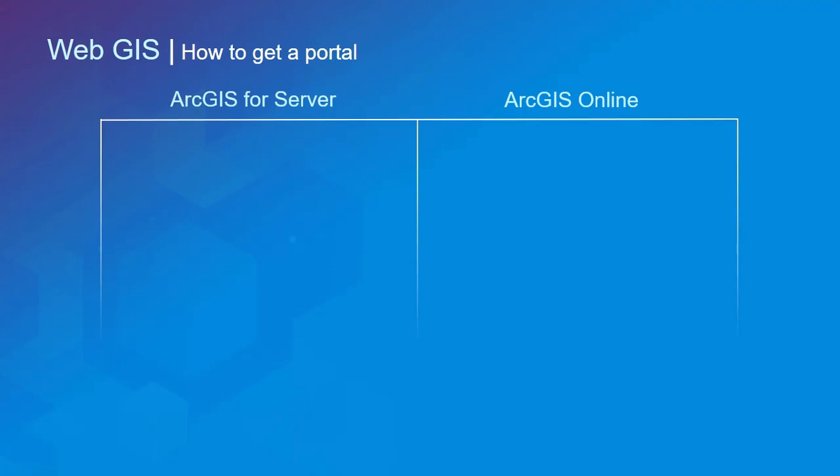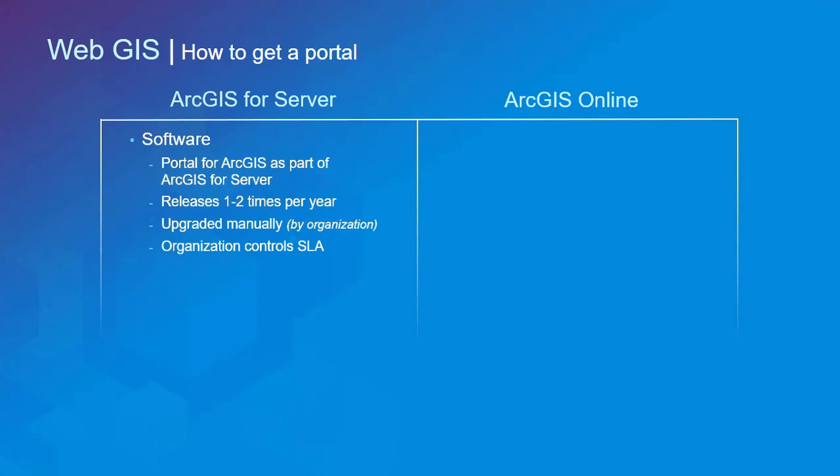There's two main approaches today. There's ArcGIS for Server, and there's ArcGIS Online. The first is software with everything that comes with that approach. So Portal for ArcGIS is a component that ships with ArcGIS for Server as a whole. Because it's software, we release once, maybe twice a year. Typically no more than one major release at most per year.